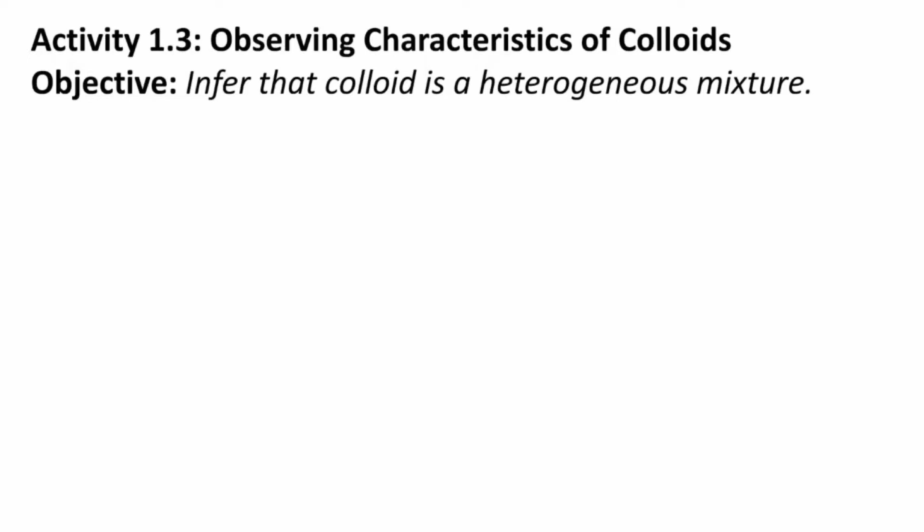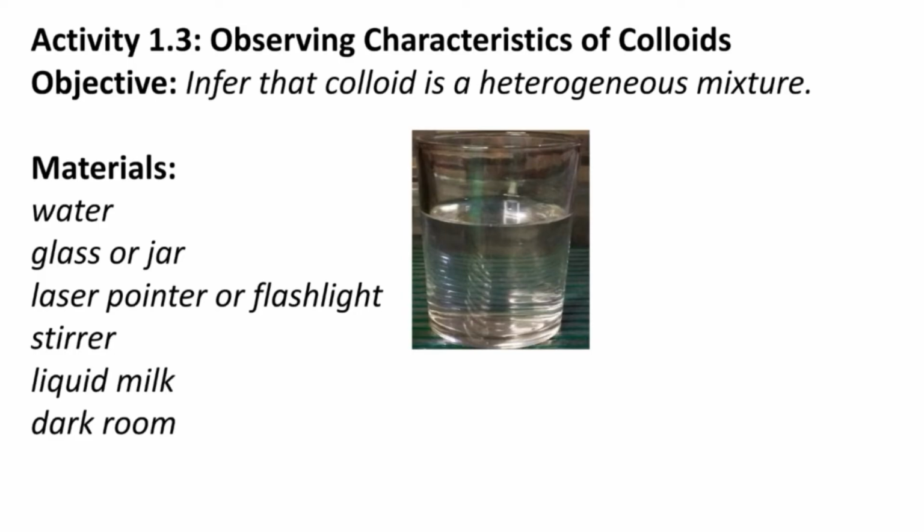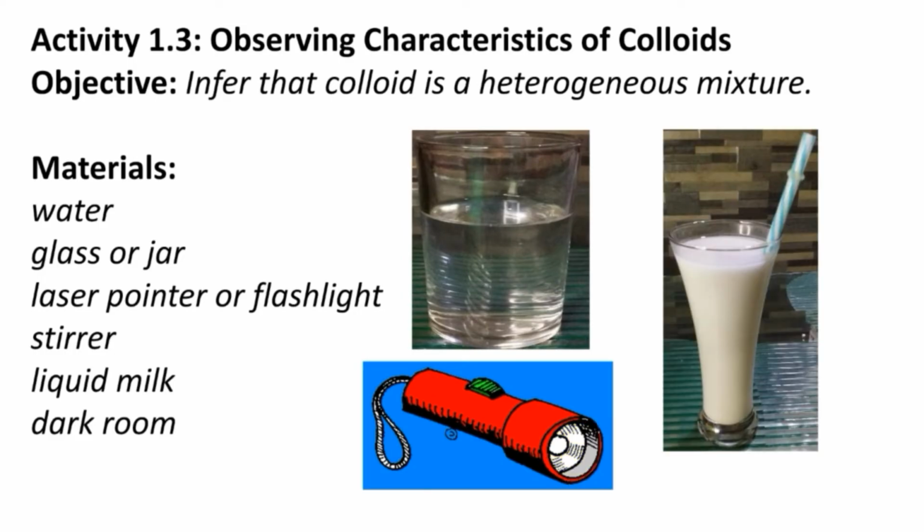And our activity 1.3, observing characteristics of colloids. Objective: infer that colloid is a heterogeneous mixture. What we need? We need the following materials: water in a glass or jar, laser pointer or flashlight, stirrer, and the liquid milk. And of course, we are going to perform this activity in the dark room.